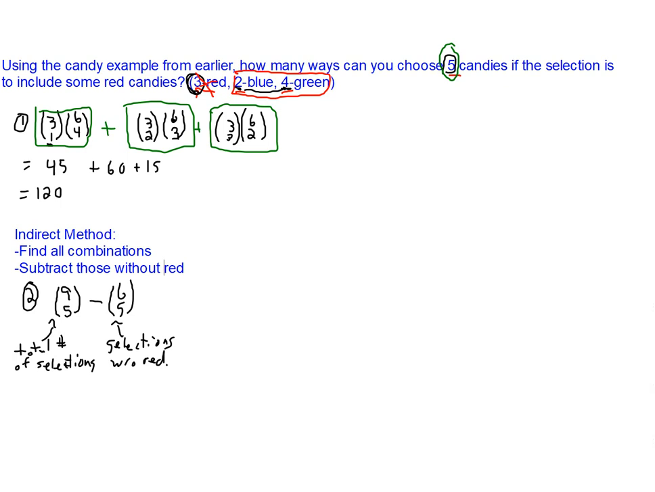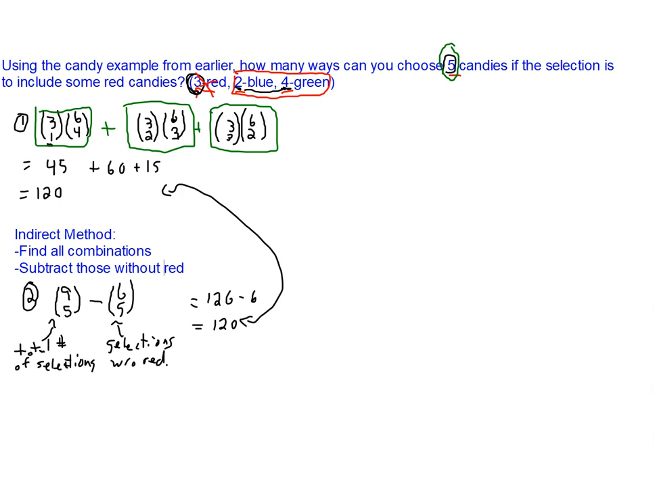And then we can finish this up. And again, just go to our calculators. 9 choose 5 is 126. 6 choose 5 is 6. And we get an answer of 120. Same answer that we had above. Same answers here, 2 different ways.